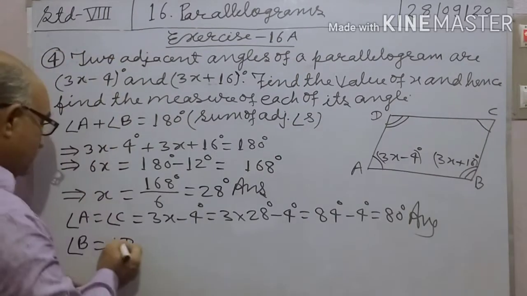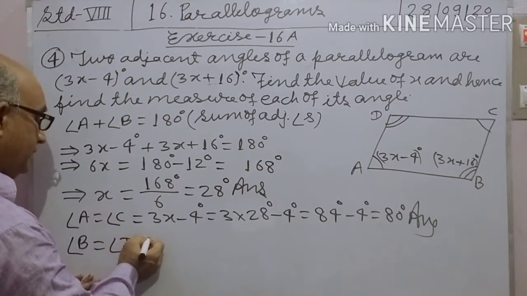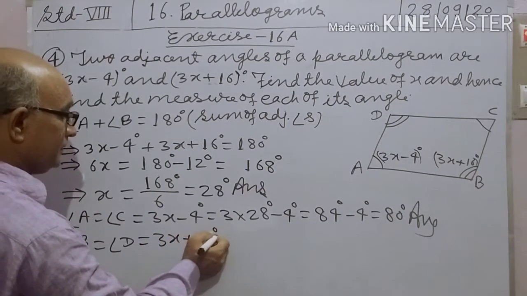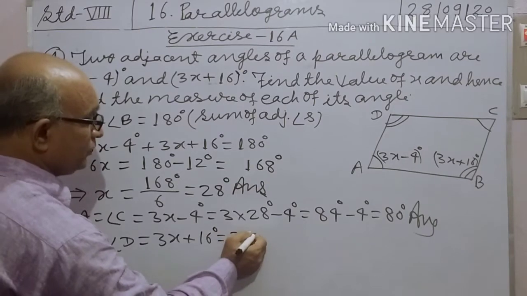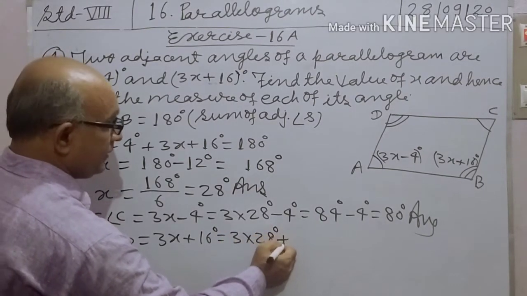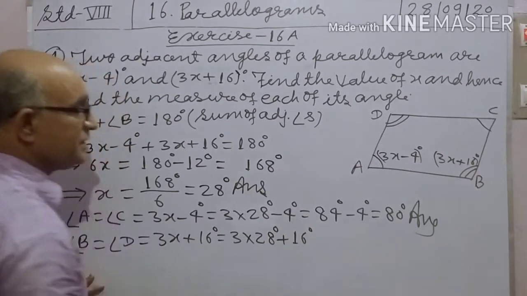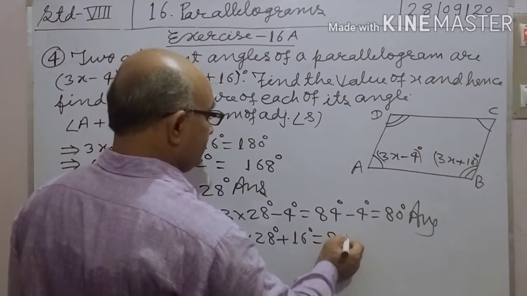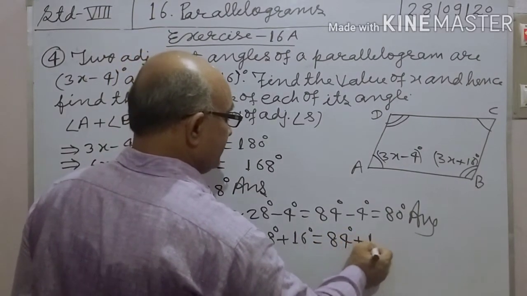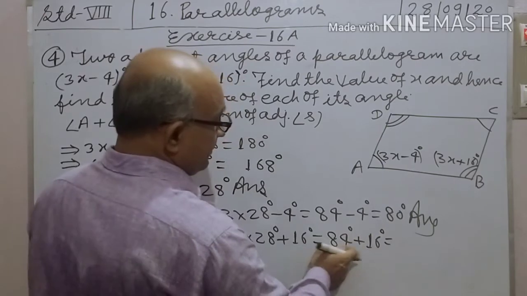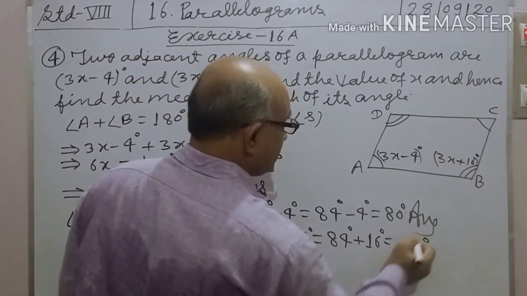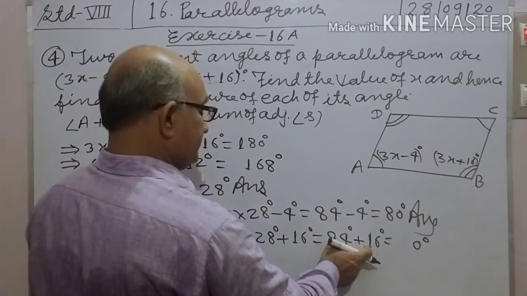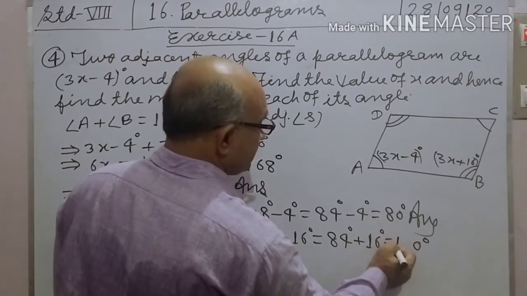Opposite angles are equal. So angle B equal to angle D equal to 3x plus 16 degrees. Putting the value of x as 28 degrees, 3 times 28 is 84 degrees, plus 16 degrees. Add it: 4 plus 6 is 10, 0, carry 1. 8 plus 1 is 9. 9 plus 1 is 10. So 100 degrees.